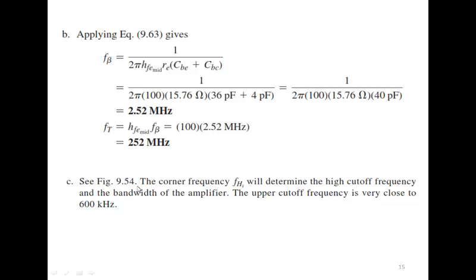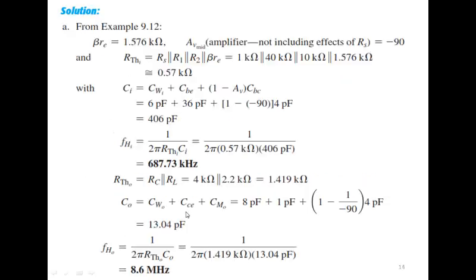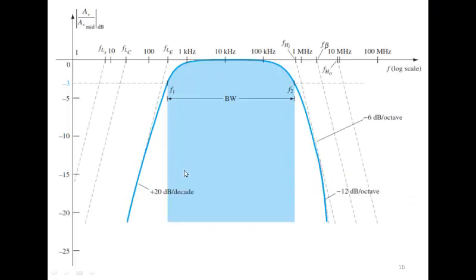At the end, in part C, you can draw the response by looking at the corner frequencies. You can see FHI will determine the higher cutoff frequency and the bandwidth of the amplifier, because this is the lowest of the cutoff frequencies of the high frequency response. So the upper cutoff frequency is approximately 600 kilohertz. FHI is indicated here, approximately equal to 600 kilohertz.